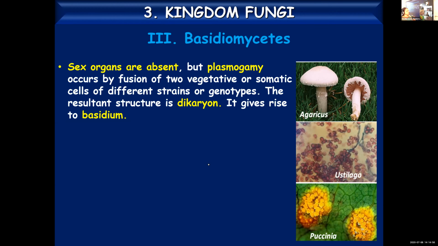Sania, can you? Ma'am, when the two haploid cells fuse, they just remain as N plus N. They don't become diploid. Their nuclei are not fusing. They remain as two different nuclei. So we call it N plus N or dikaryon, two nuclei in the same cell. But later they will fuse, resulting in the formation of a zygote, and it becomes diploid or 2N.